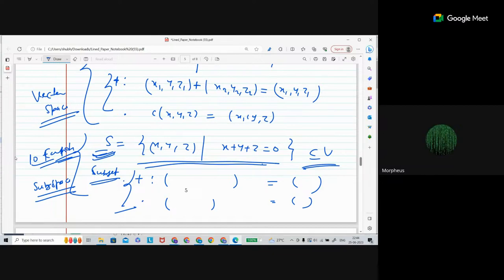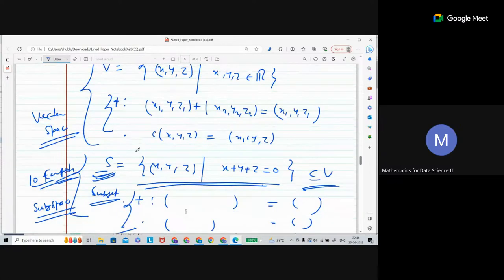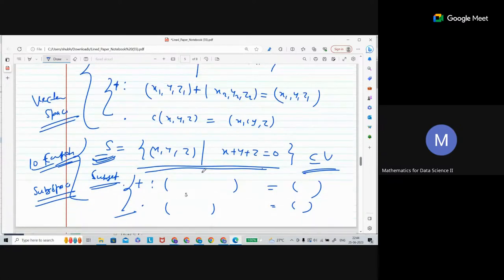So, sir, just to clarify, we just check if it's closed under addition, multiplication, and zero. Yes. If these three conditions are satisfied, then it's a subspace. That's all. Just take whatever subset is given, whose subspace I want to check. I have this set and these two operations. Check those three conditions. If it is following, say it is a subspace. If it is not, say not.